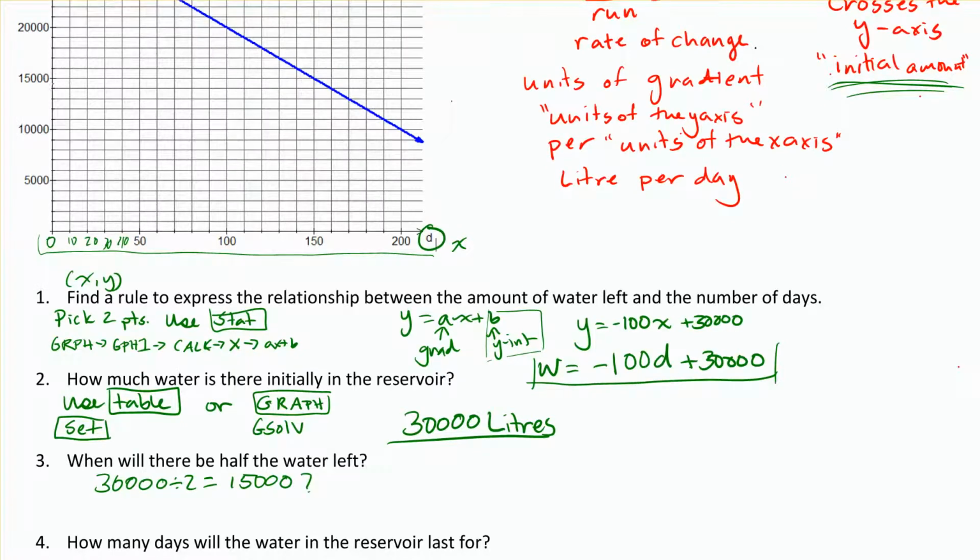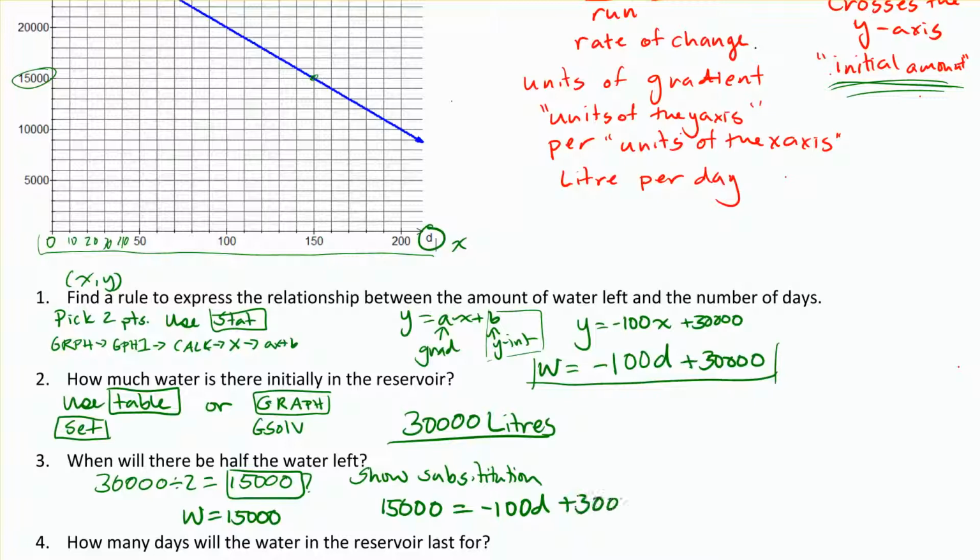Another way would be to look on the graph. 15,000 happens on day 150. But what I do want to show here is substitution, because even if I'm using my calculator, I still need to do this. So that is when my water is equal to 15,000. So water is equal to 15,000. Look at your rule. Replace the W with 15,000. So 15,000 is equal to negative 100D plus 30,000. And then you can just write D is equal to 150 days.